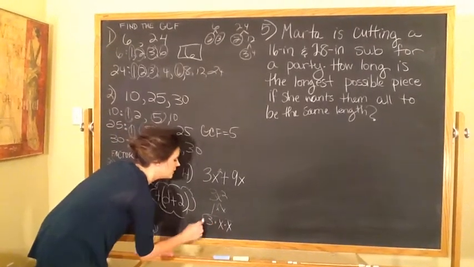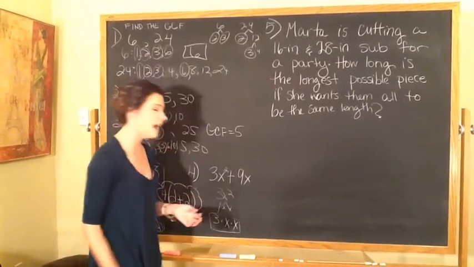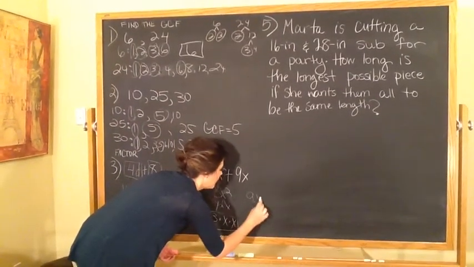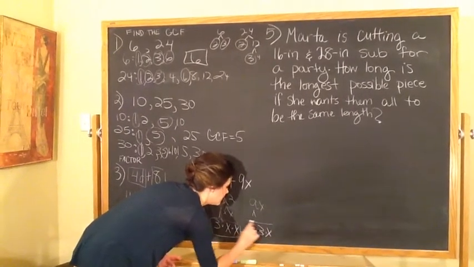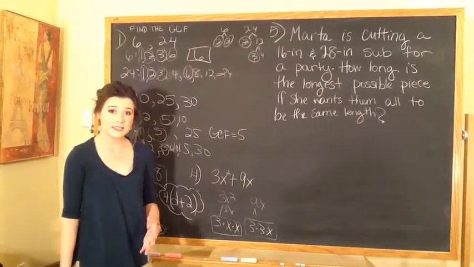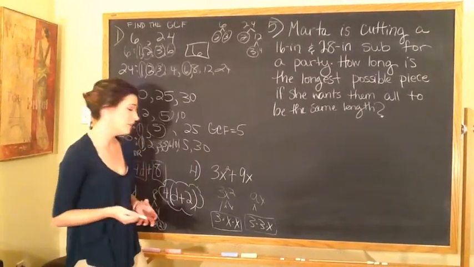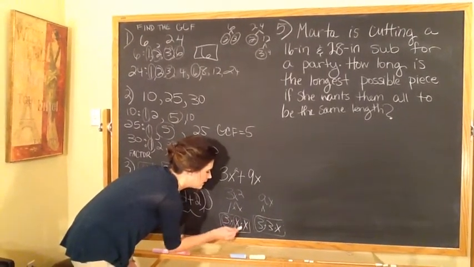That's our prime factorization. Now we're going to go ahead and find the prime factorization of 9x. If we break down 9, we have 3 times 3, and then we'll have times x. So that's the prime factorization of that term. So now what is the greatest factor that you have in common? We have a 3 in common, and we have an x in common.